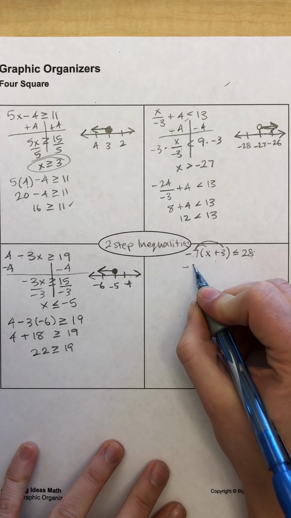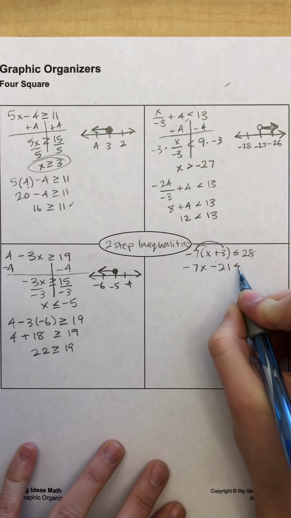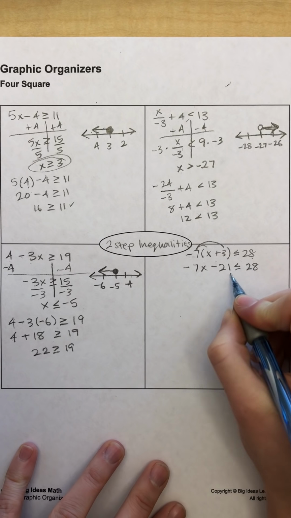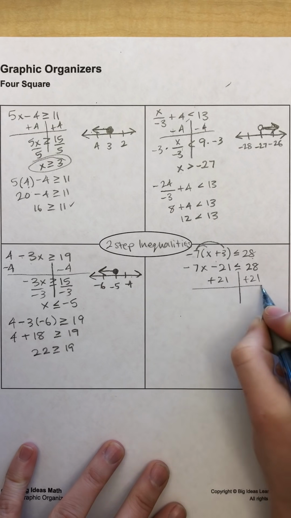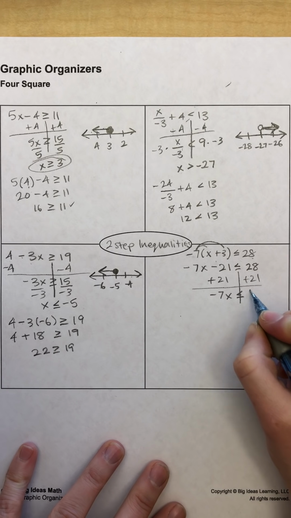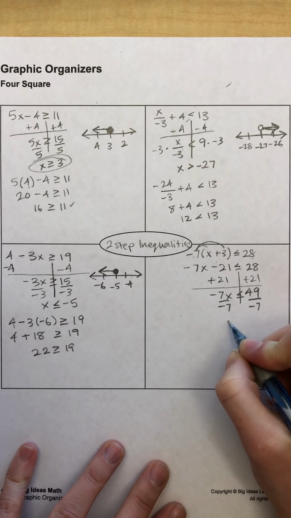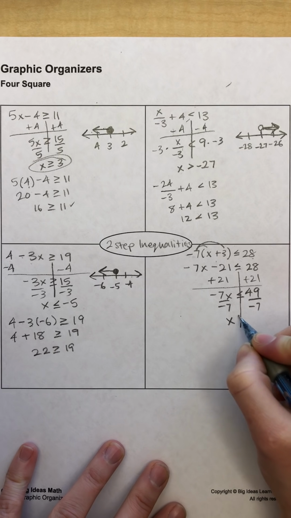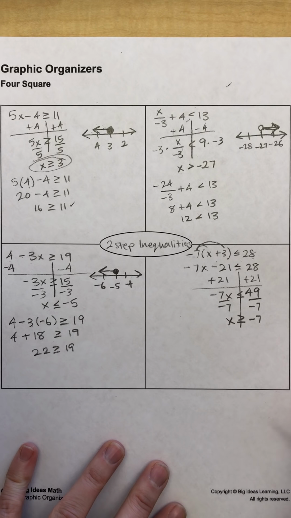So I'm going to get negative 7x minus 21 is less than or equal to 28. Then I'm going to add 21 to both sides. And negative 7x is less than or equal to 49. Divide both sides by negative 7. When I divide both sides by negative, I flip the inequality sign, and so x is greater than negative 7.